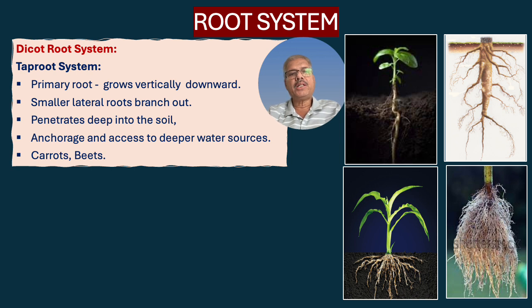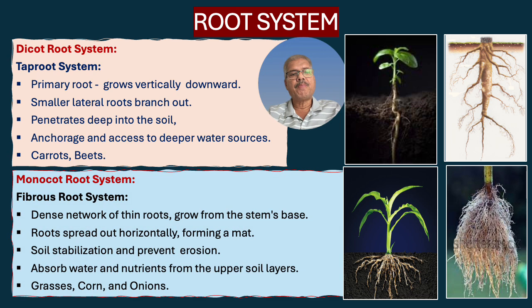Dicotyledons and monocotyledons exhibit distinct root system types reflecting their evolutionary adaptations. Dicots typically possess a taproot system. This system features a prominent thick primary root called the taproot, which grows vertically downward. The smaller lateral roots branch out from the taproot. The taproot penetrates deep into the soil, providing strong anchorage and access to deeper water sources.